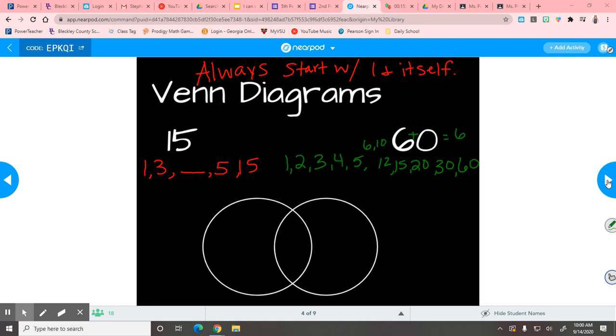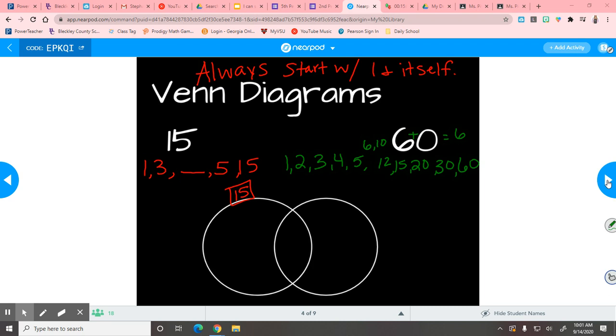Will anything else work? Will 7 work? No. 8? No. 9? No. So then we run into 10 and we've tried everything else. So that means we're done. We can use this Venn diagram to see what they have in common.